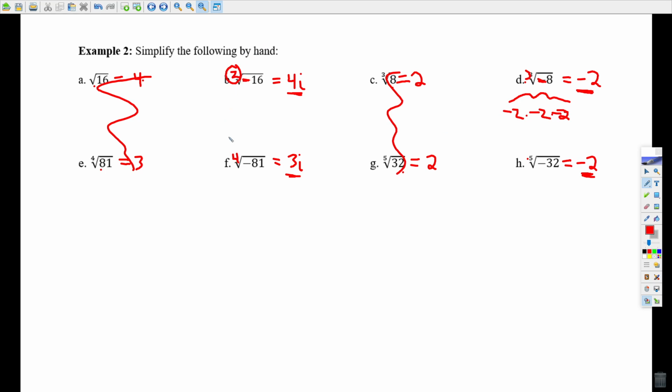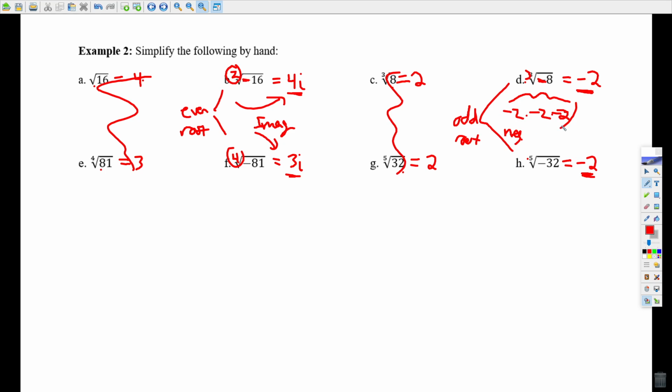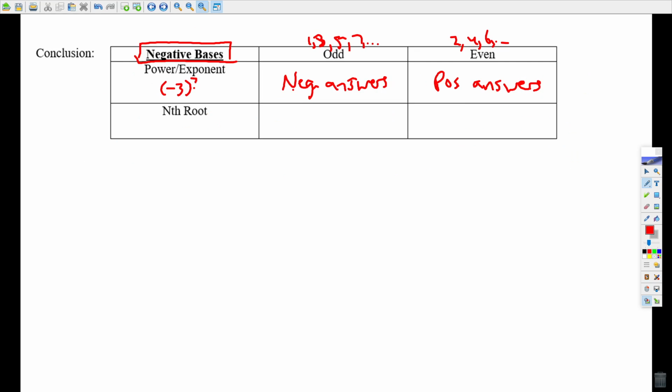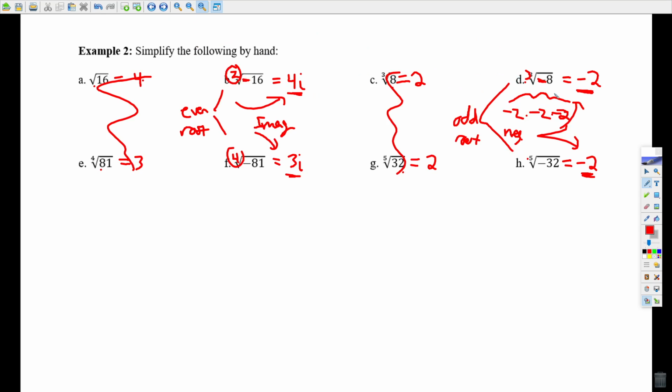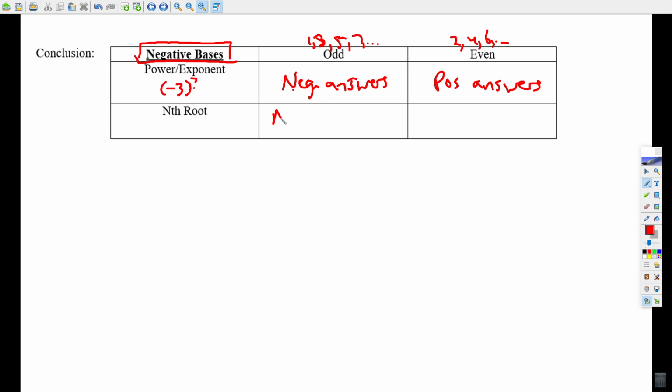If you have an even root, every time you're going to get out imaginary. Over here, if you have an odd root, you get out negative numbers, right? So let's go ahead and fill in our table. Now when we're talking about roots, if you don't need to go back, you can look at it. Odd roots, 3 and 5, we got a negative answer.